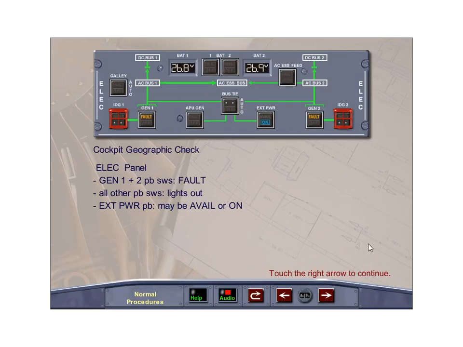After the battery test, check that the generator 1 and 2 fault lights are illuminated, as the generators are not running at this time. Then, check that all other push-button switch lights are out. The external power switch may indicate avail or on, depending on whether external power is connected or selected on.